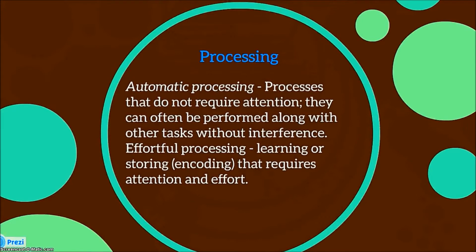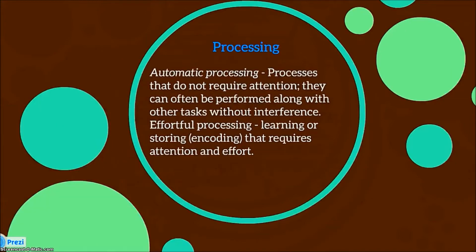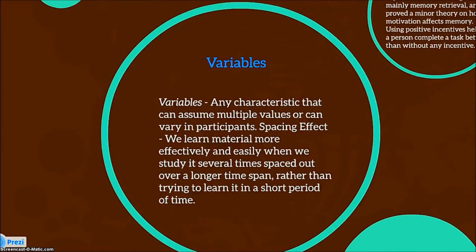Processing. Automatic process. Processes that do not require attention. They can often be performed along with other tasks without interference. Effortful processing. Learning or storing, encoding that requires attention and effort. Variables. Variables are any characteristics that can assume multiple values or can vary in participants. Spacing effect. We learn material more effectively and easily when we study it several times spaced out over a longer time span, rather than trying to learn it in a short period of time.